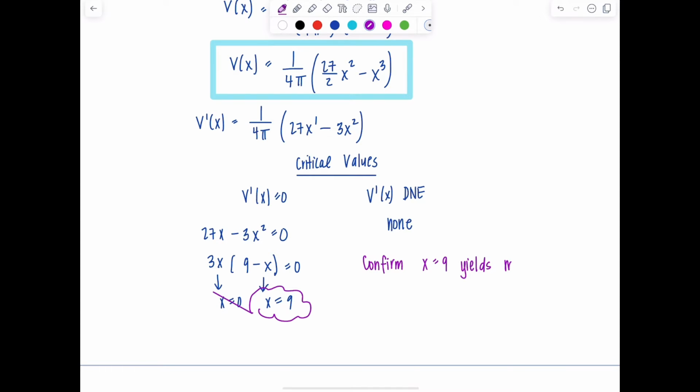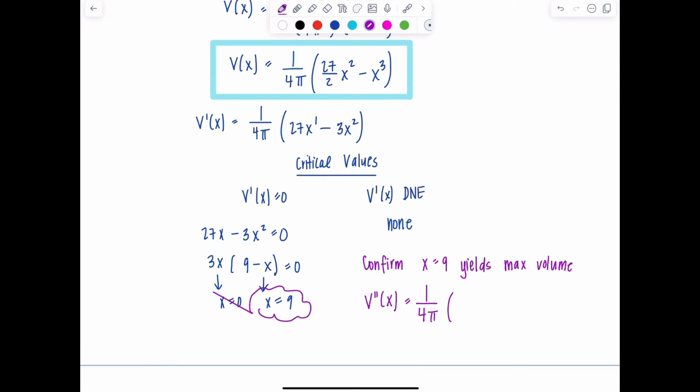And you can do that one of two ways. You can do the first derivative test and make your number line and test the sign of the first derivative on either side of 9. Or with a lot of optimization problems, I like to use the second derivative test. So V double prime of x, come over here, take another derivative. So 1 over 4 pi stays.